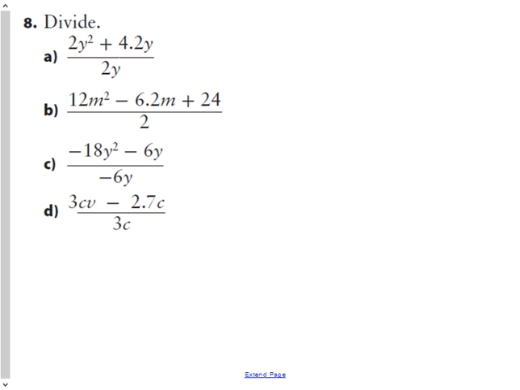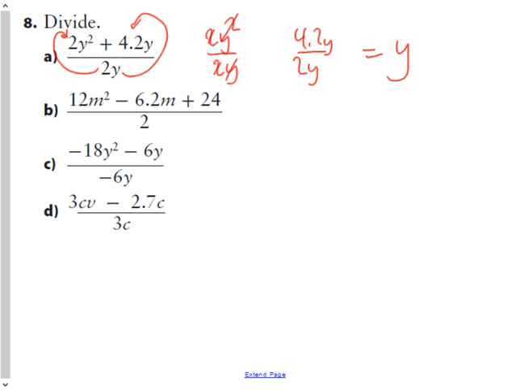Question 8 simply says divide. So for this one, you just want to use your basic division method. You probably don't want to model this. So again, we're going to divide both terms in the binomial by 2y. I'm going to rewrite each part like this and like this. And then I'm simply going to simplify. So 2 over 2 is going to be 1 over 1. Y squared over y is going to become a y. That's going to equal y.